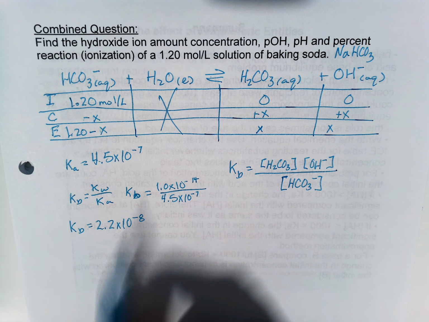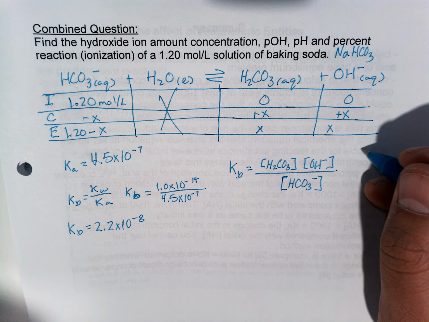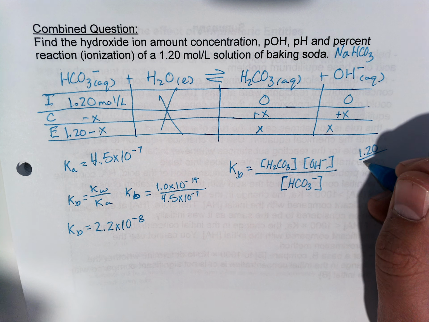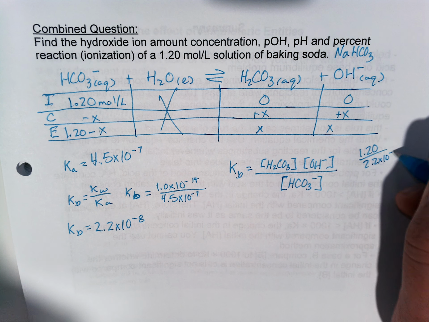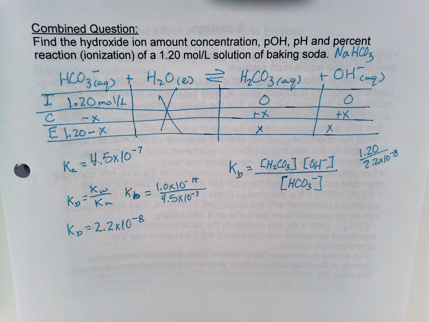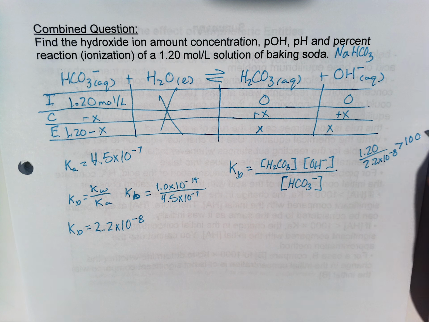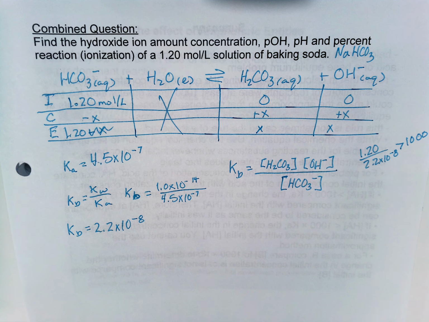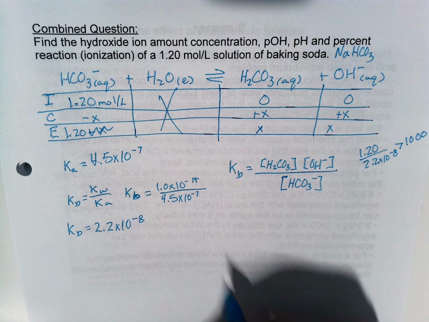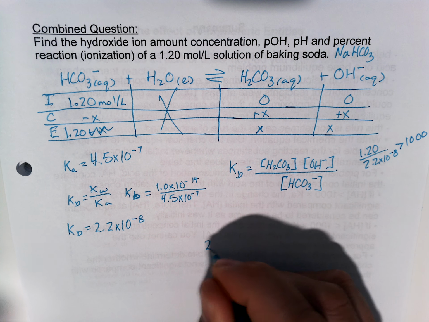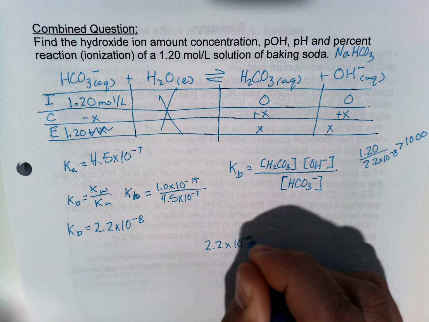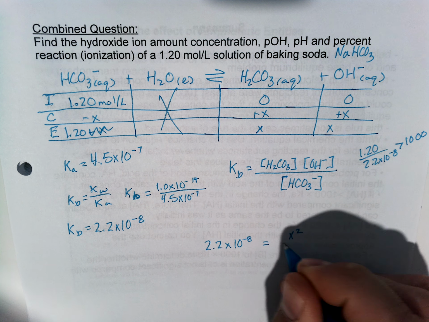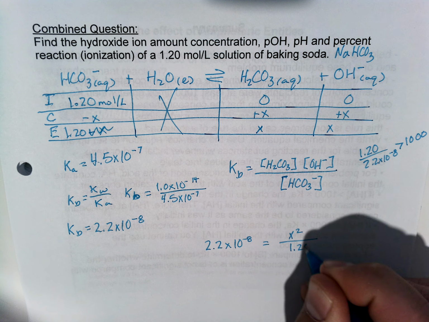So, okay, we'll do a quick check, the rule of 1,000. So for the rule of 1,000, we'll put 1.20 divided by 2.2 times 10 to the minus 8. And this is greater than 1,000. So we know now we can get rid of this minus X. So let's put the numbers we know in here. So we know 2.2 times 10 to the minus 8 is equal to, we have X times X, so X squared over 1.20.